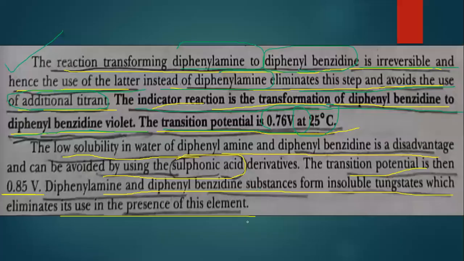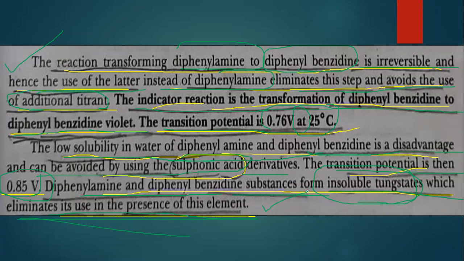Now the low solubility in water of diphenylamine and diphenylbenzidine is a disadvantage and can be avoided by use of a sulfonic acid derivative. The transition potential is then 0.85 volt. Diphenylamine and diphenylbenzidine form insoluble tungstate, which eliminates their use in the presence of this element. So this is the additional information regarding that indicator.